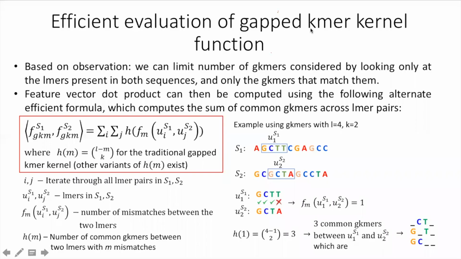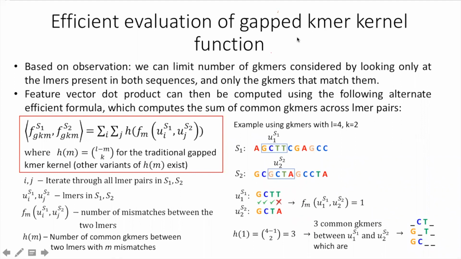In order to efficiently evaluate the GKM kernel function, it is important to observe that when we choose large GK-mers, a lot of the feature vector elements of either sequence may actually be 0, since there may be no GK-mers of that type in the sequence. And since we are computing a dot product, the contribution from those elements will be 0. So, while calculating the dot product, we can limit ourselves only to the GK-mers that are present in both sequences.